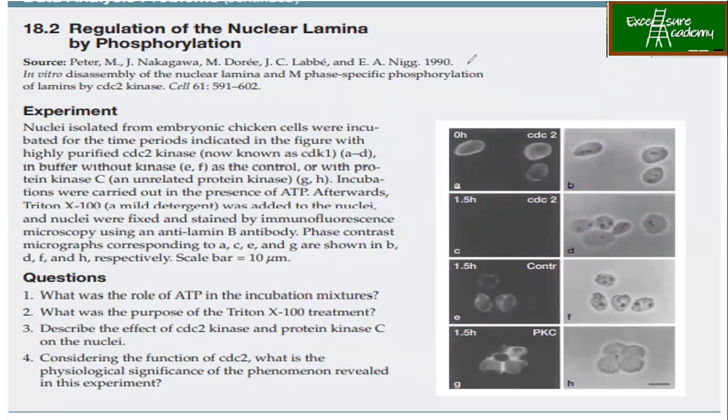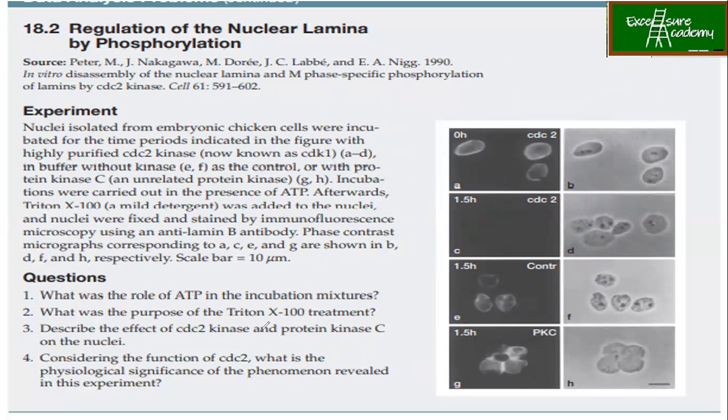These protein kinases will catalyze the transfer of the gamma phosphate group from the ATP to the hydroxyl group of the serine or threonine amino acid chains of the substrate proteins. So that's why you need ATP in the incubation mixture. Now I'm going to the next question.